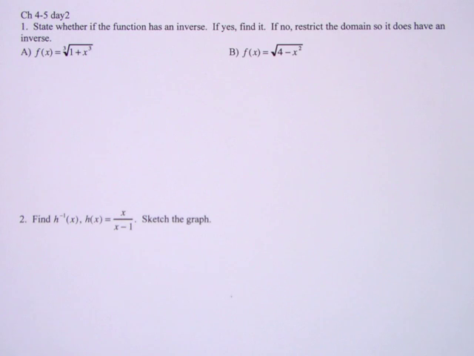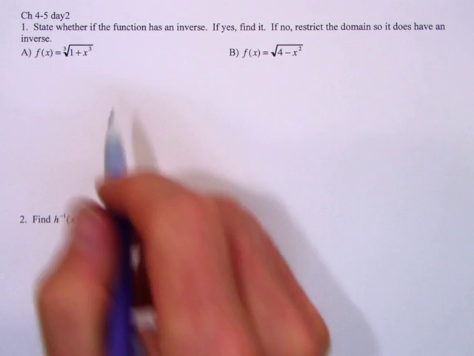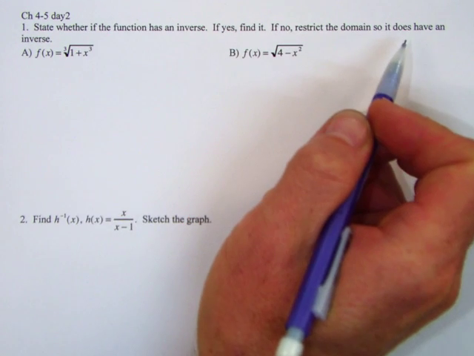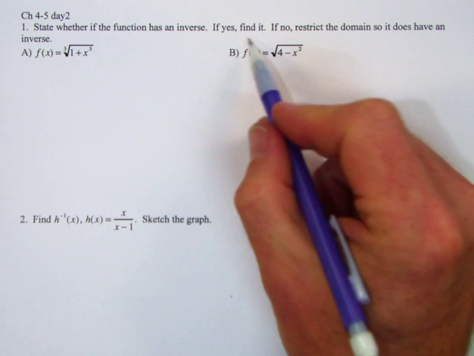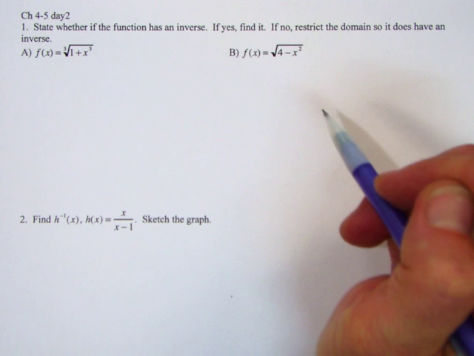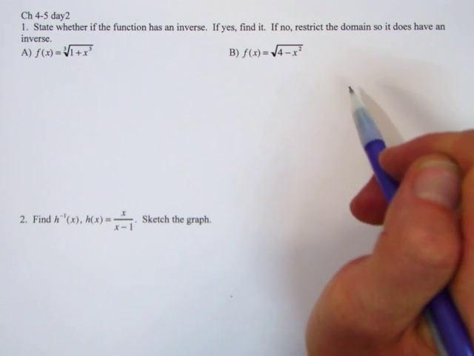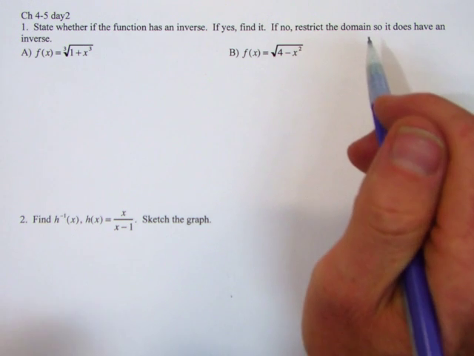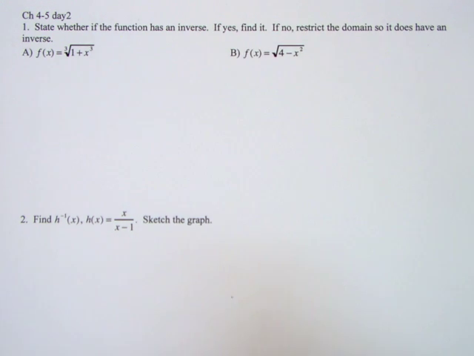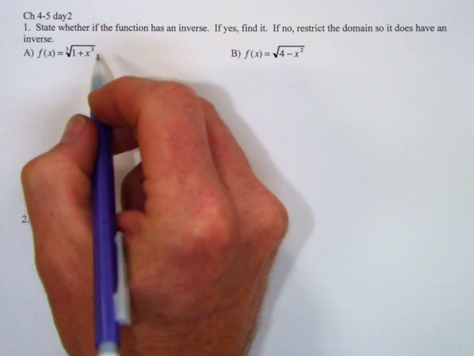We're continuing our discussion of inverses, inverse functions. State whether the function has an inverse. If yes, find it. If no, restrict the domain so it does have an inverse. This idea right now is more of an advanced idea that I dealt with in the last class as well, for restricting the domain. Our book won't ask you to do that, but it is a good thought to be able to do and think about what's going on in the problem.